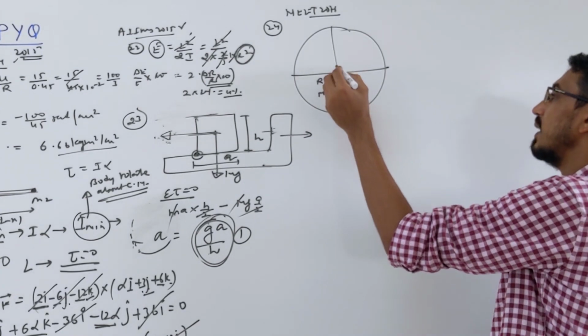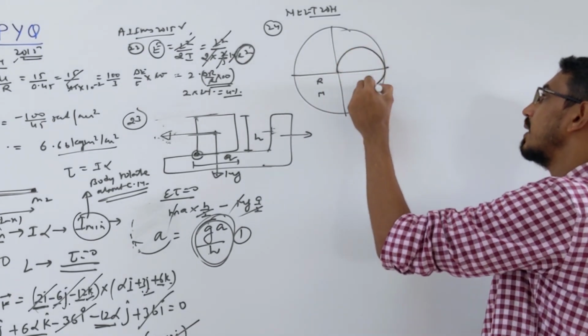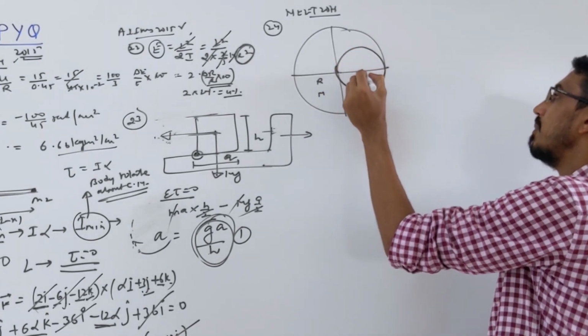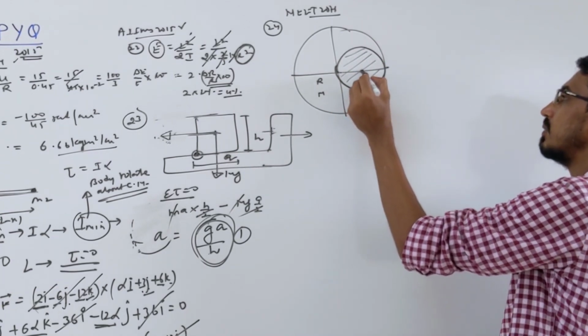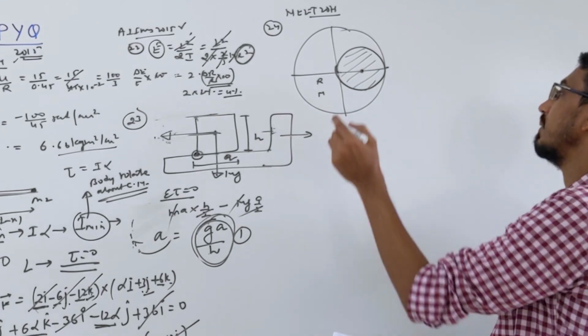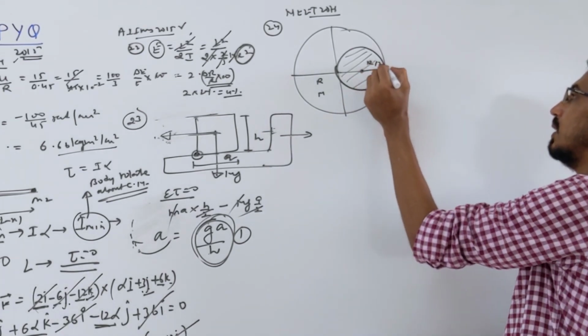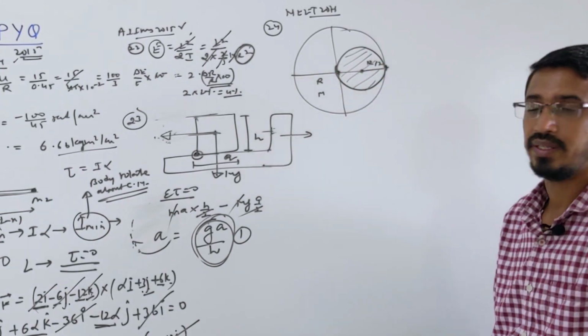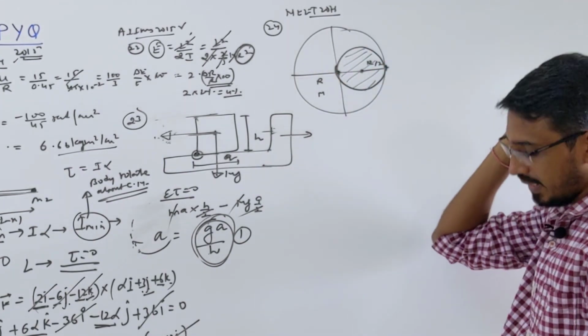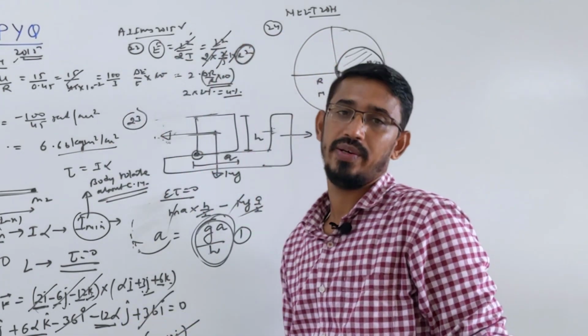So this was the original disc, and they said a part of this is cut and removed like this. The diameter of this hole which is cut and removed is given as r, which means the radius is r by 2. So it will touch the circumference here and the center also, they will coincide. This is cut and removed. Then they are asking what's the inertia of the remaining part now.